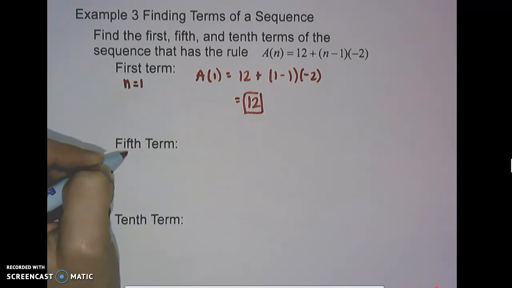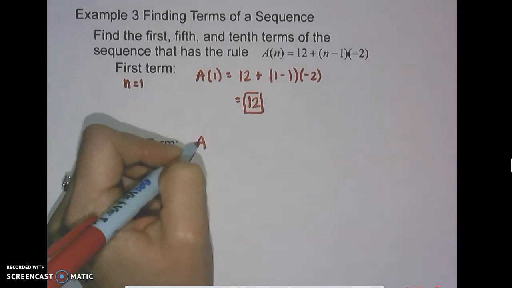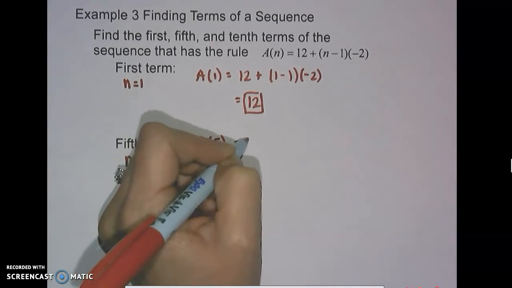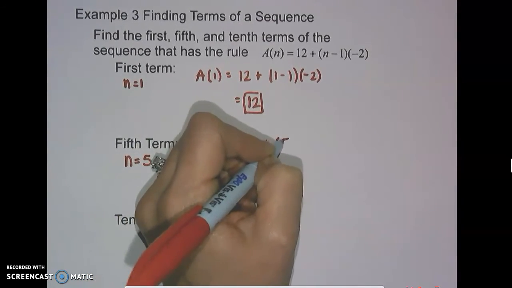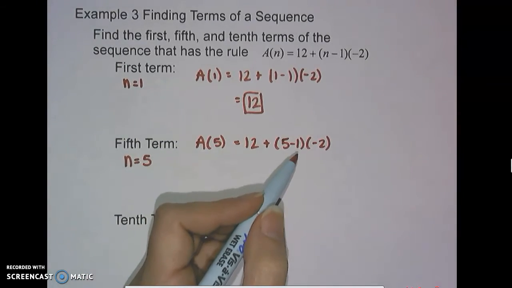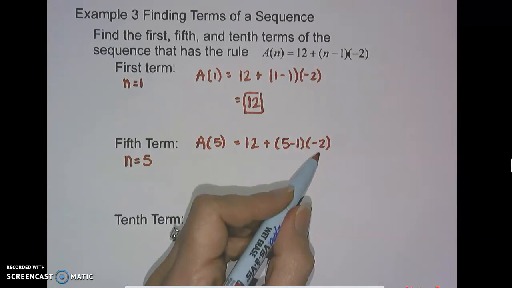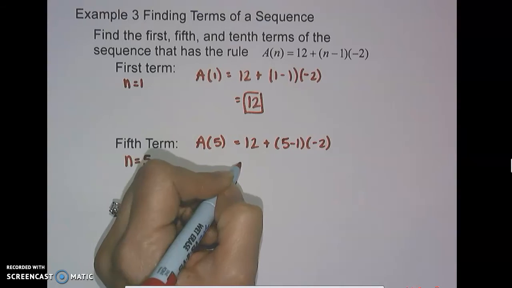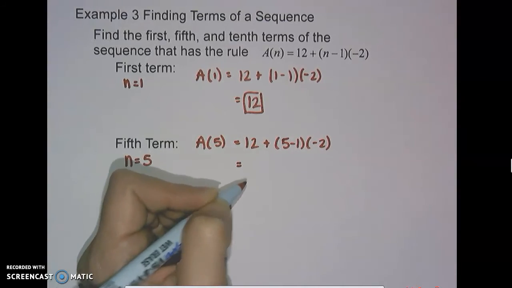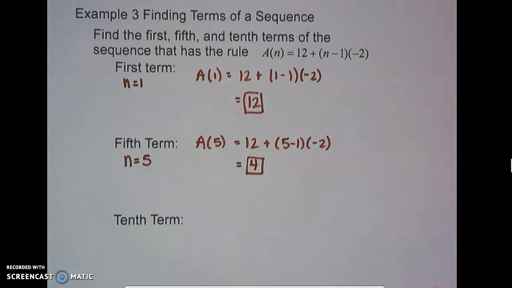So the fifth term, this now means that n is going to equal 5. So we're going to substitute in 5 for n. And then we're going to do the calculations for that. 5 minus 1 is 4. 4 times negative 2 is negative 8. 12 plus a negative 8, or 12 minus 8, would mean that the fifth term is 4. And you could have gotten that by taking 12 and then counting negative 2 back each time until you got to the fifth term.